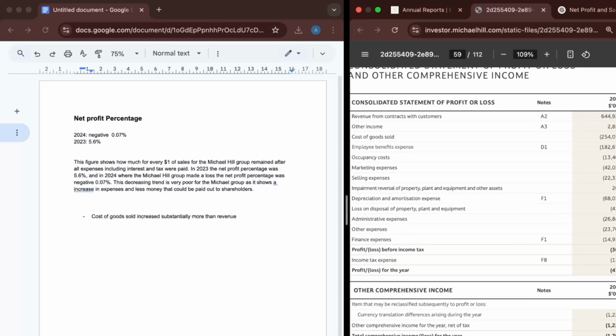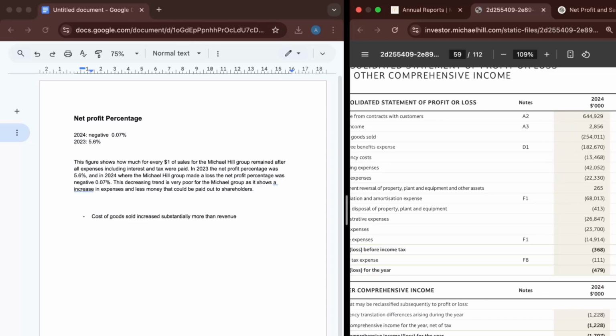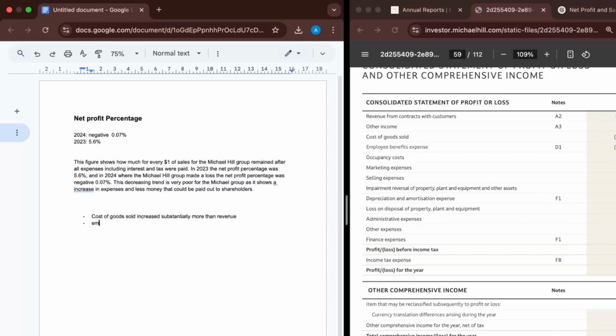Again, looking here at our employee benefits expenses, this has increased quite dramatically as well, from 168 million to 182 million. That's an increase of roughly 14 million. So we're going to put that down as well. Employee benefit expense, 14 million.